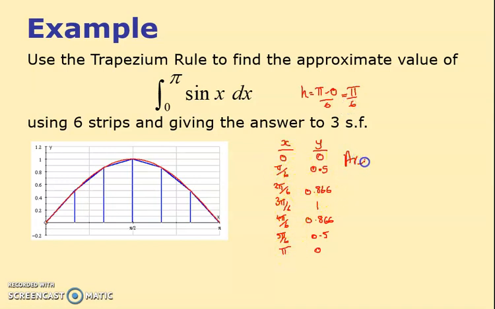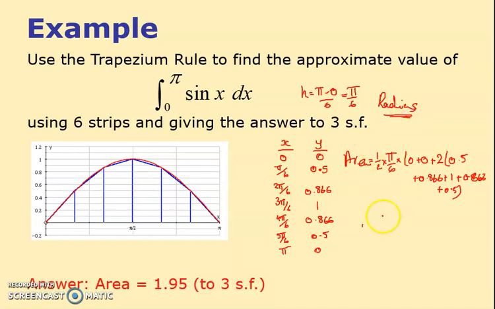But then I chuck it into my formula, I work out my area, and it's a half of the h times by bracket, the first plus the last, that was easy enough, plus 2 times all the numbers in between. So 0.5 plus 0.866 plus 1 plus 0.866 plus 0.5. I've just typed it in, I got an answer of 1.95. I hope you remembered, by the way, to put this in radians on your calculator, otherwise you won't get the same answer as me. So 1.95, and that's what the answer is.